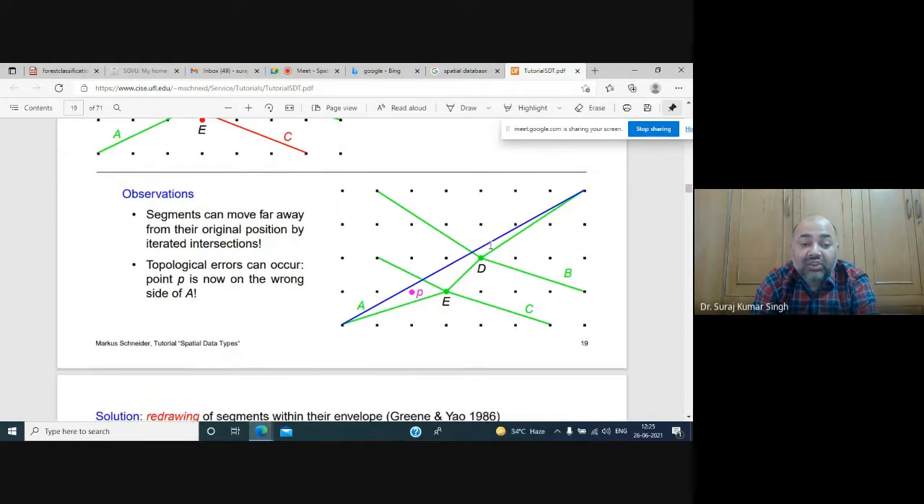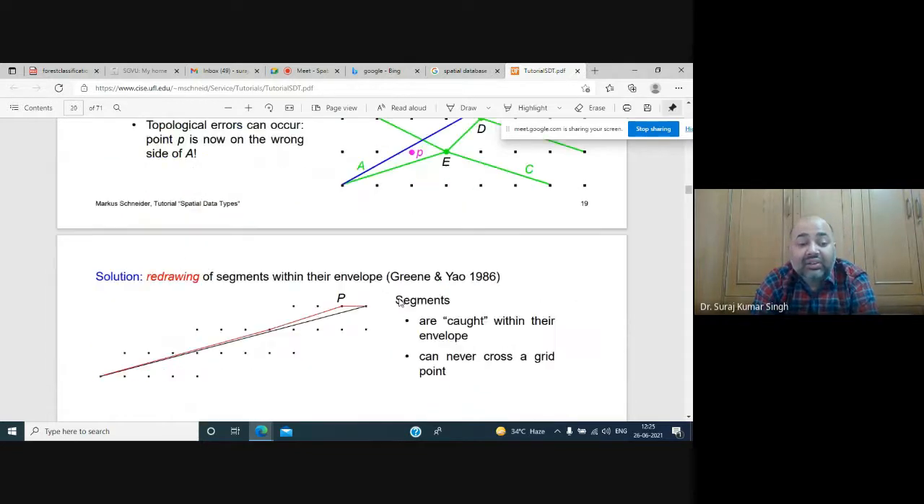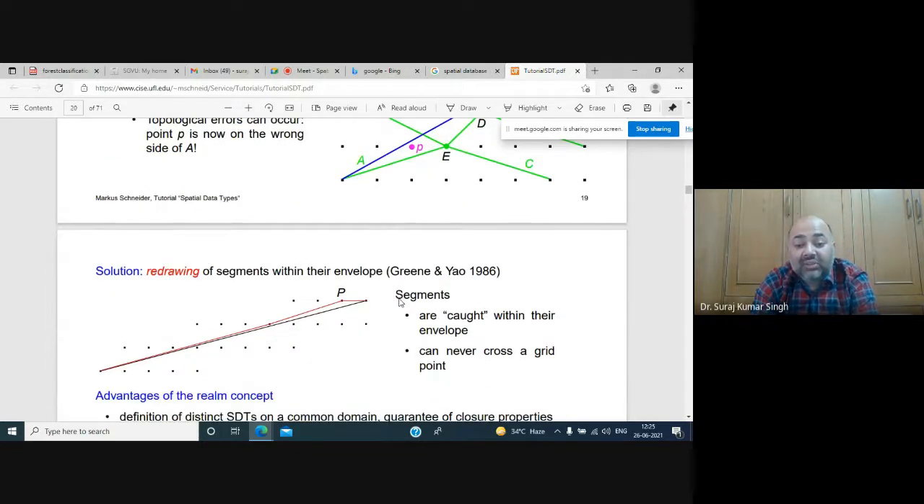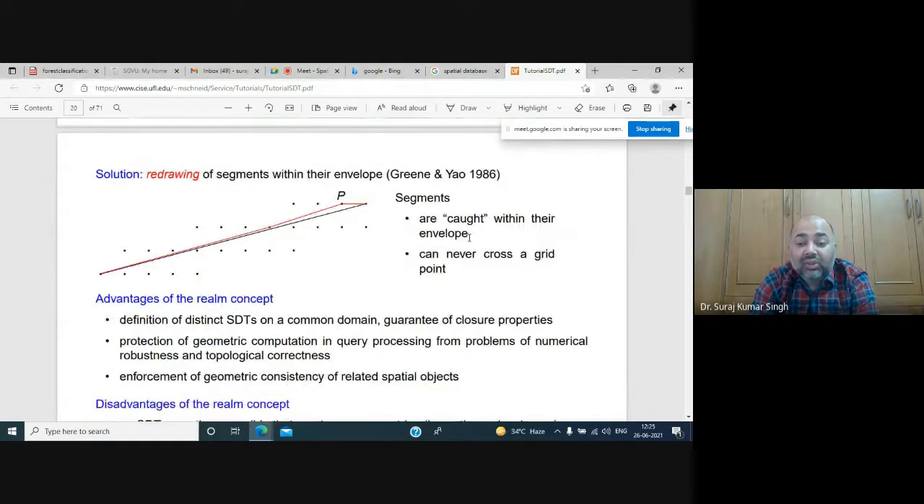What you can observe from the current example is that segments can move far away from their original position by iterated intersection, and topological errors can occur. Point P is now on the wrong side of A. So what we are stating is that there can be various kinds of errors when you are redrawing the same segment. So what you have to do is keep the segment caught within the envelope so it can never cross a grid point.